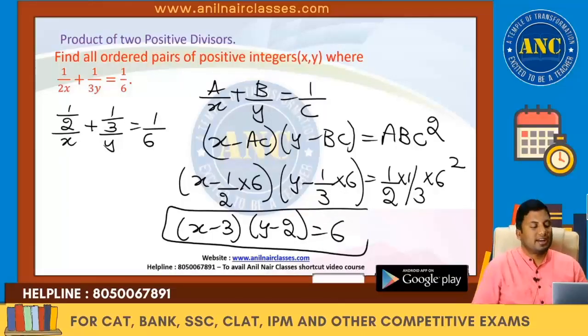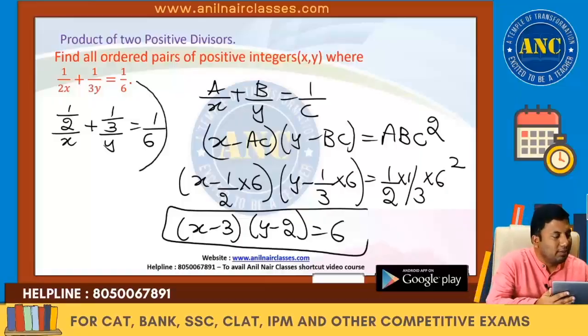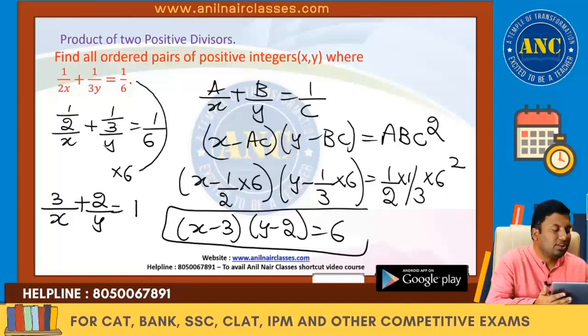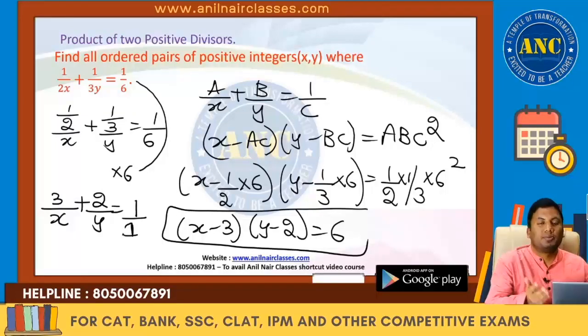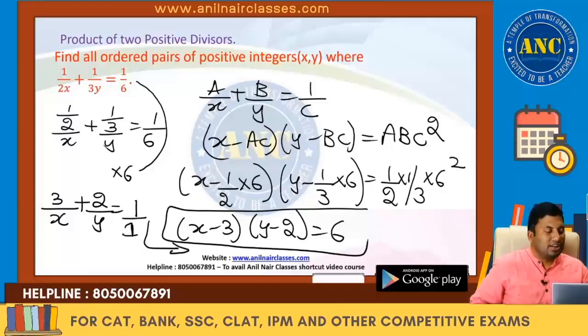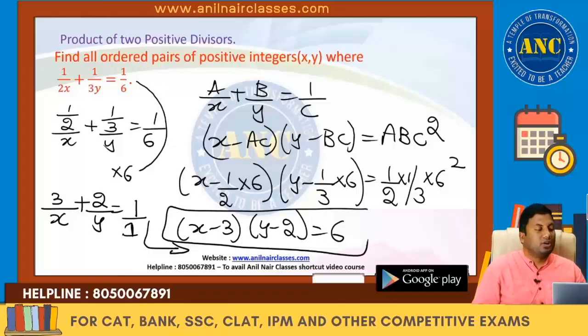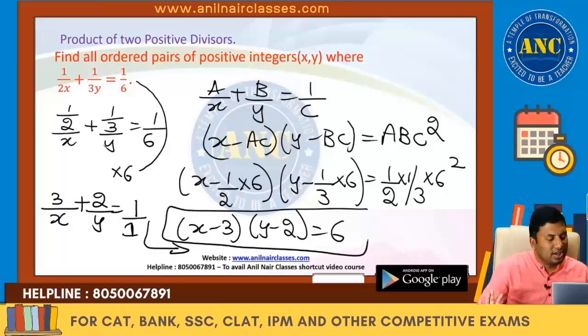I hope it is clear, right? Directly you got this equation, right? Or what you can do is you multiply the entire equation by 6. If I multiply the entire equation by 6, 1 by 2x into 6, 3 by x, 1 by 3y into 6, 2 by y equivalent to 1. This is nothing but a by x plus b by y equivalent to c. Directly you will get this one. Either you can multiply by 6 or you can write it as a as 1 by 2 and b as 1 by 3. Idea clear, right? From here directly you will get the answer.